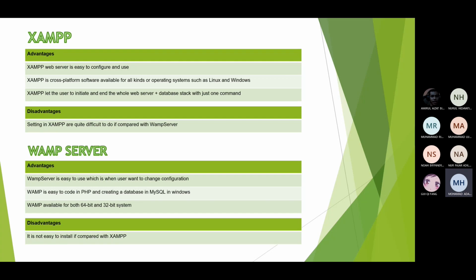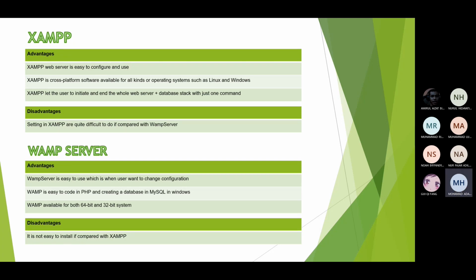The advantage of XAMPP server is it's easy to configure and use. Also, XAMPP is cross-platform software available for all kinds of operating systems such as Linux and Windows. XAMPP also lets the user start and end the whole server plus database stack with just one command. The disadvantage of XAMPP is that setting it up is quite difficult compared to WAMP server.